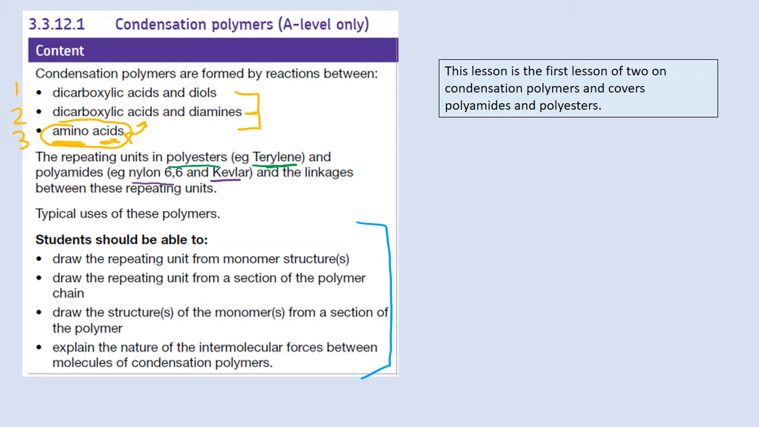The bottom explains what you should be able to do, the skills you should have. So we should be able to draw repeat units for monomers, and draw repeat units from a section of the chain. Again, similar to what we've just done with addition polymers, and we should be able to do vice versa. We should be able to identify monomers from polymers. Okay, and then finally at the bottom here, it talks a little bit about intermolecular forces. So again, that's going to be a bit of revision from AS.